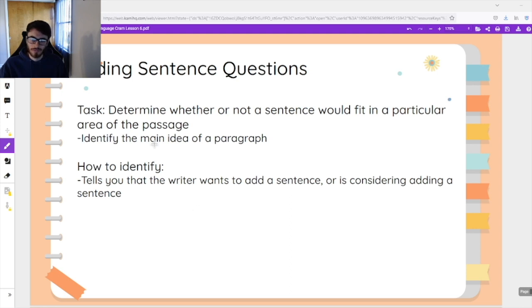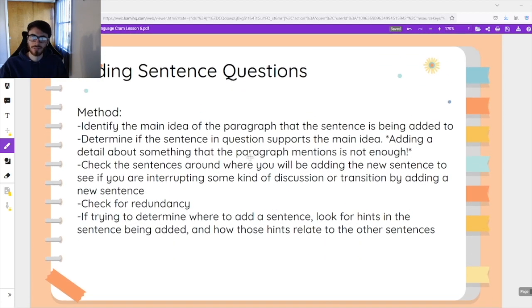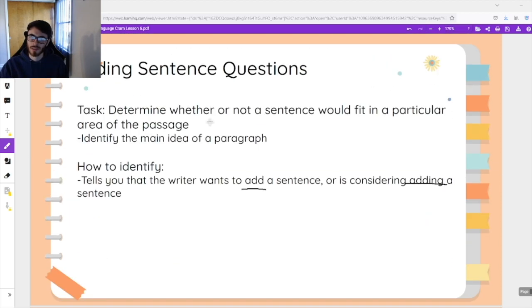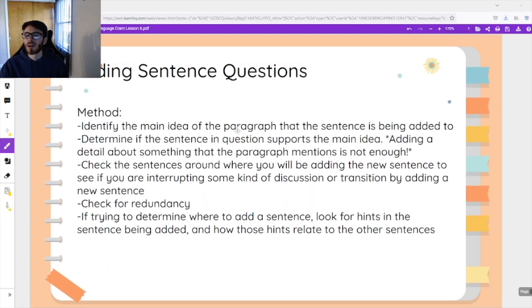Again, pretty straightforward to identify, right? They'll either tell you that the writer wants to add a sentence or that the writer is considering adding a sentence. It'll specifically say adding a sentence, so pretty easy to identify them. The method here: first, identify the main idea of the paragraph that the sentence is being added to. We talked about that back here. Once you've identified the main idea of a particular paragraph, you need to determine if the sentence in question supports the main idea.